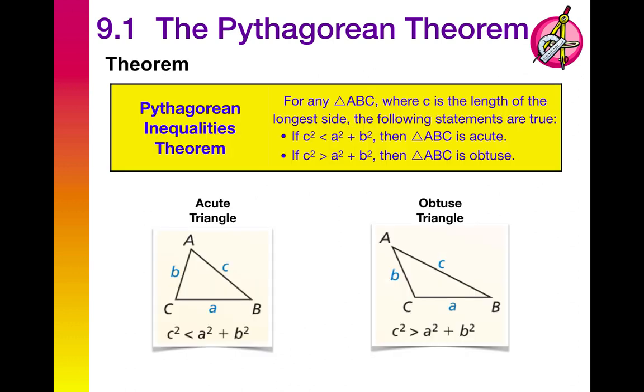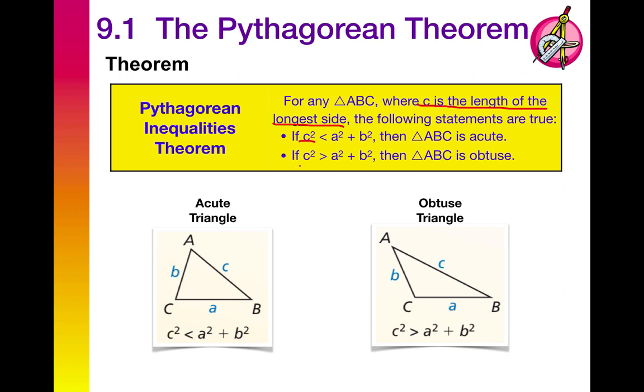The Pythagorean theorem lends itself to an inequalities theorem, and that says that if C is the length of the longest side, the following statements are true. If C squared is less than A squared plus B squared, then we have an acute triangle. So here's an acute triangle where all the angles are acute.